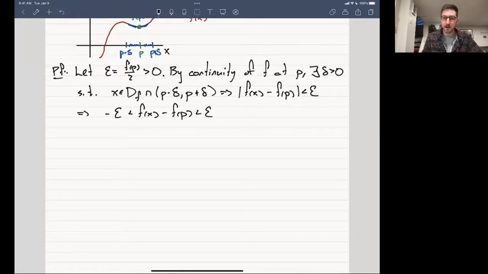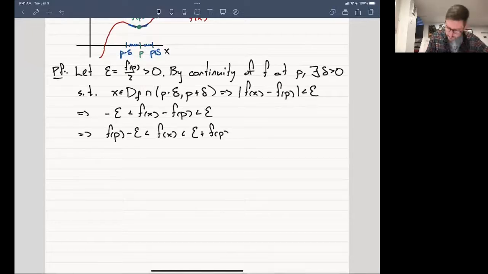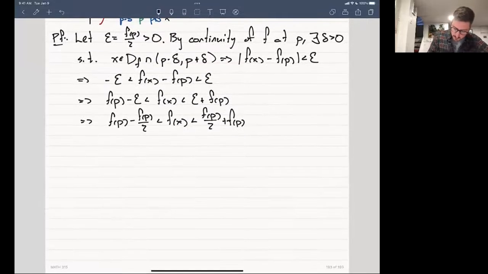Sorry, the left one is negative, which, let's pull this around. This becomes f of p minus epsilon is less than f of x, which is less than epsilon plus f of p. And now I picked epsilon, so let me put in epsilon here. I get f of p minus f of p over 2, which is less than f of x, which is less than f of p over 2, plus f of p. All right, so all I did is put in my choice of epsilon.